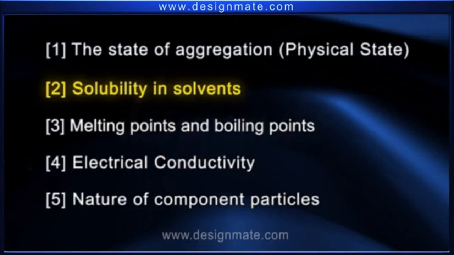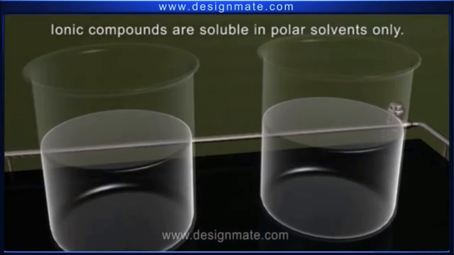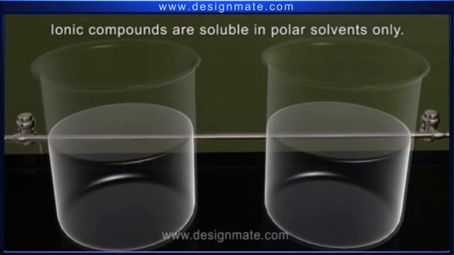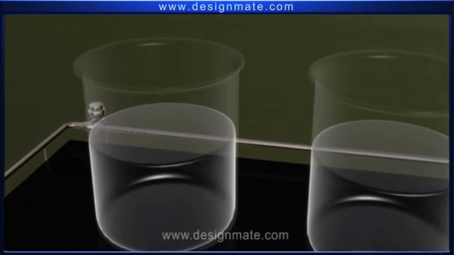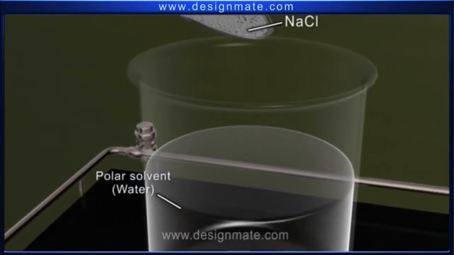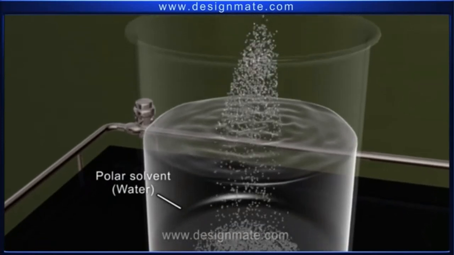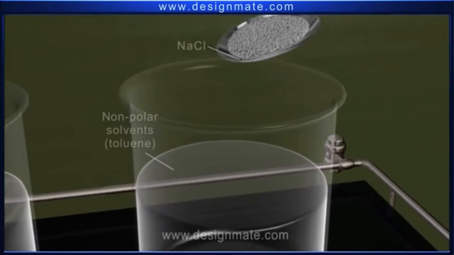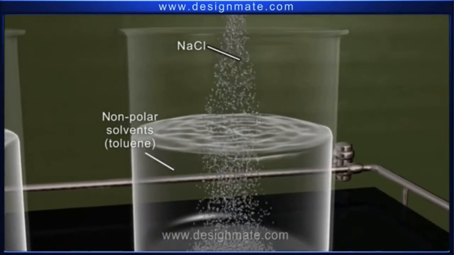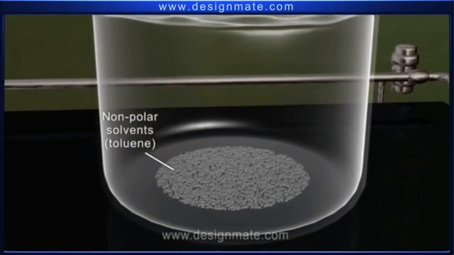2. Solubility in solvents. Being polar in nature, ionic compounds are soluble in polar solvents only. For example, an ionic compound like NaCl is soluble in water, which is polar, whereas it is insoluble in non-polar organic solvents like toluene.